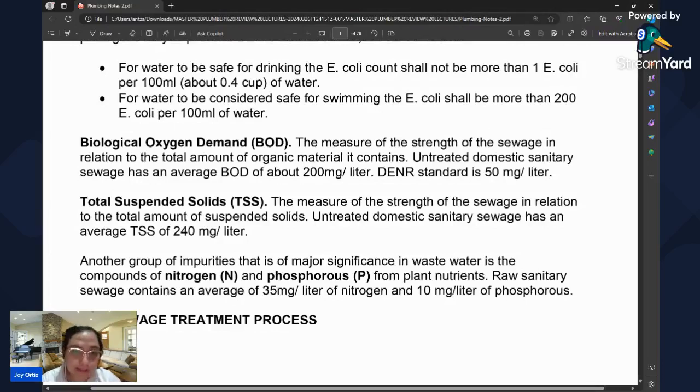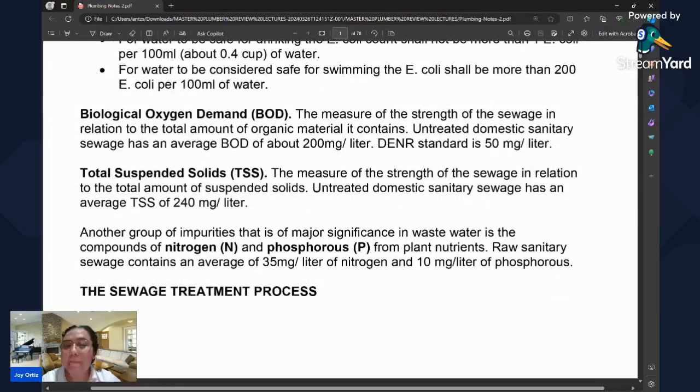So the total suspended solids, or the TSS, is the measure of the strength of the sewage in relation to the amount of suspended solids. Untreated domestic sanitary sewage has an average TSS of 240 milligram per liter. So, tatandaan po natin, just to review it once again, the biological oxygen demand, which is the BOD, the DENR standard is 50 milligram per liter. And untreated domestic sanitary sewage has an average BOD of about 200 milligram per liter.